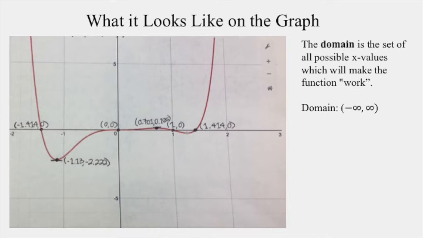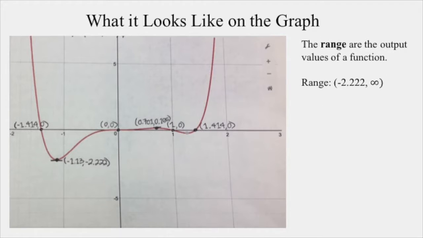appeared. The domain is a set of all possible x values which will make the function work. The domain of this graph is negative infinity to positive infinity. The range are the output values of a function. The range of this graph is negative 2.222 to infinity.